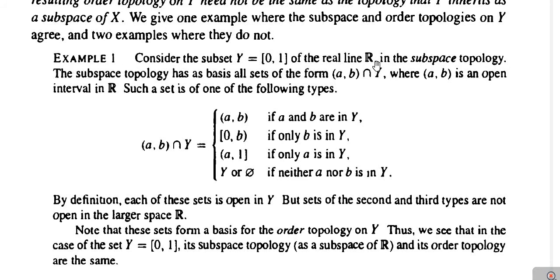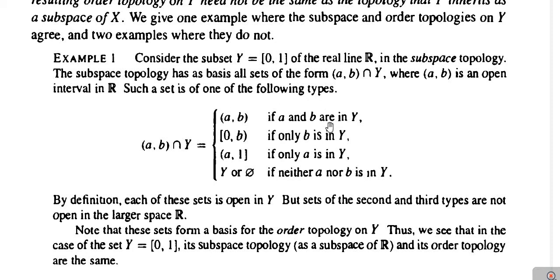Let R be the real line and Y, which is equal to a closed interval, be a subset of the real line R. Let us consider this subset in the subspace topology. Then the subspace topology has as basis all sets of the form open interval a to b intersection with the set Y, where open interval a to b is an open interval in the real line. Such a set can be of one of the following types. Which are the types? Observe here.